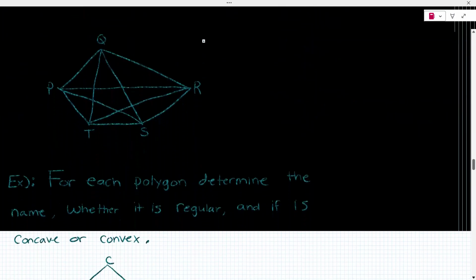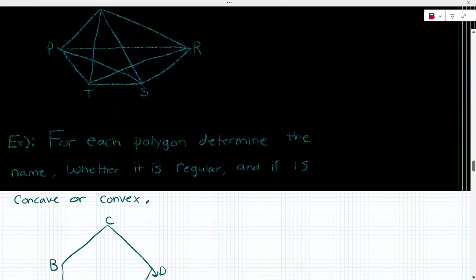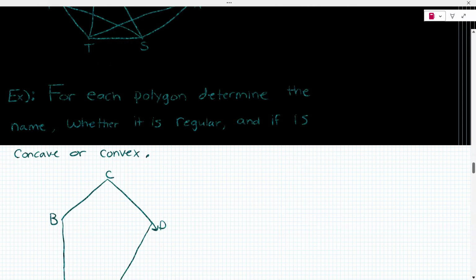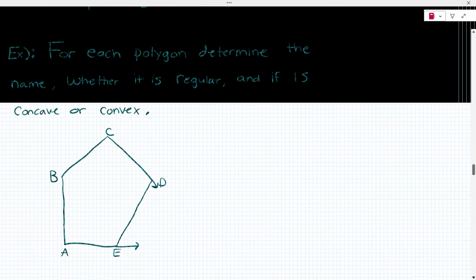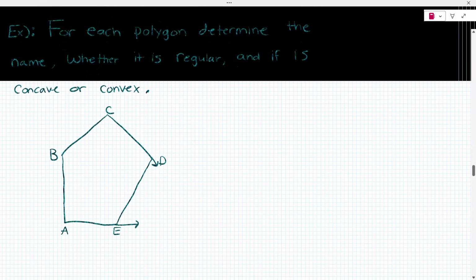So for example, for each polygon, determine the name, whether it's regular, and if it's concave or convex. So here we have this polygon. It has 1, 2, 3, 4, 5 sides. We know it's 5 sides, so if you have 5 sides, it's definitely a pentagon.